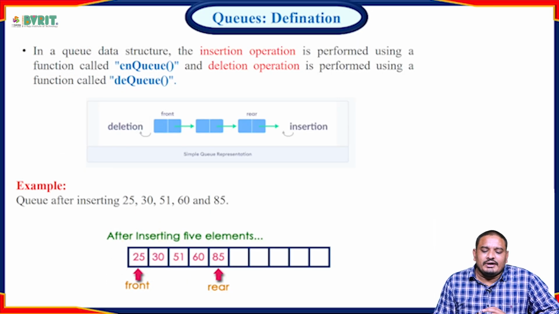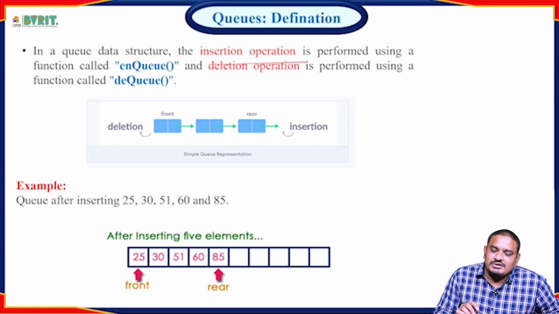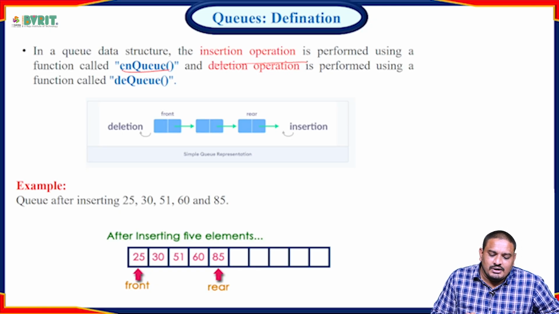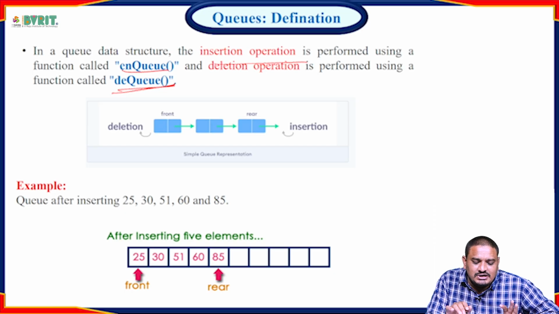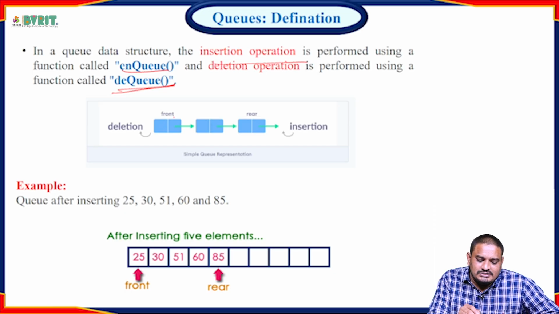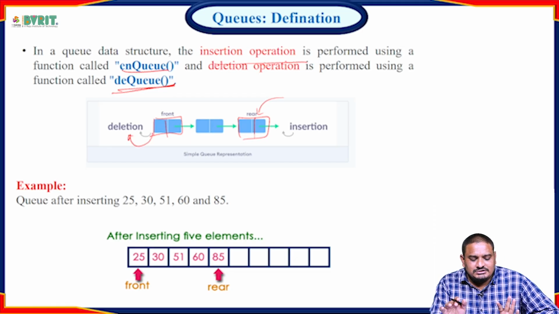Here, in the queue data structure, the insertion operation can be performed by using NQ, and the deletion operation can be performed by using DQ. This is a simple general example of the queue. This one is the front, this one is the rear. These are the two operations. We can insert the element from the rear, and we can delete the element from the front. This is the simple example.